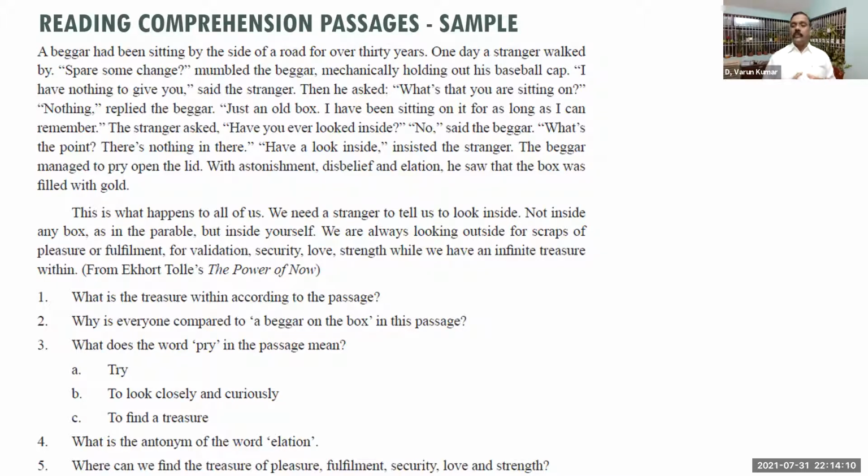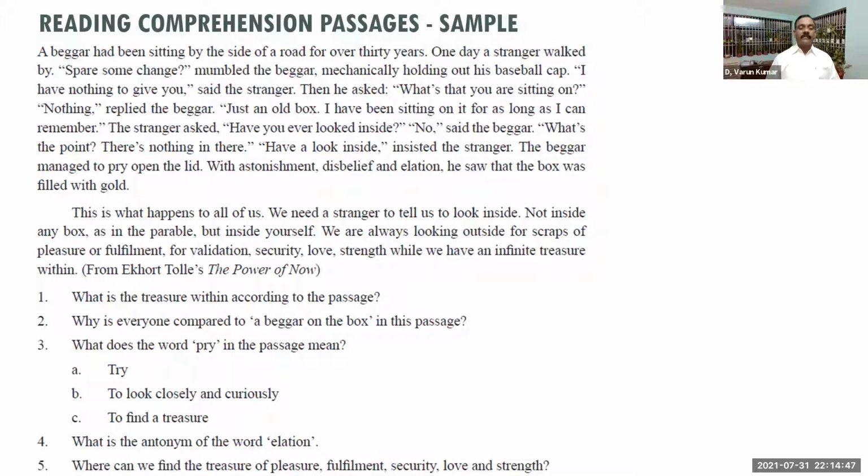So we should understand the question. That is very, very important. What is the treasure? Actually, what is the treasure in the whole passage? The treasure is pleasure or fulfillment, validation, security, love, strength. These are the treasures within. We have infinite treasure within. So you can find the answer at the last. So you see the treasure within, the words we can find at the last sentence.